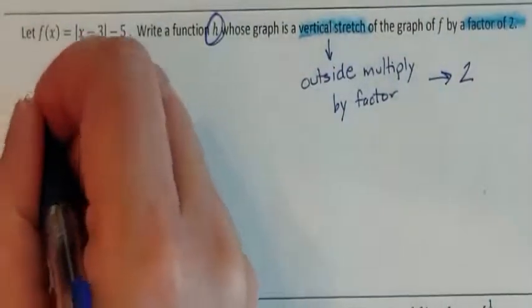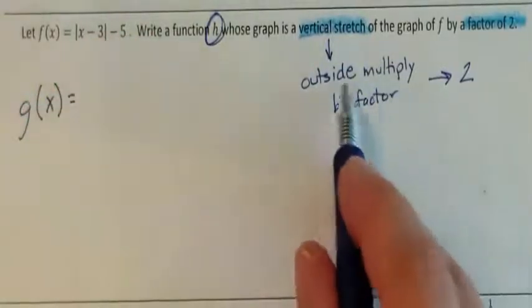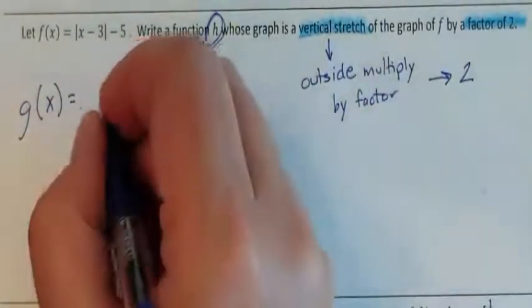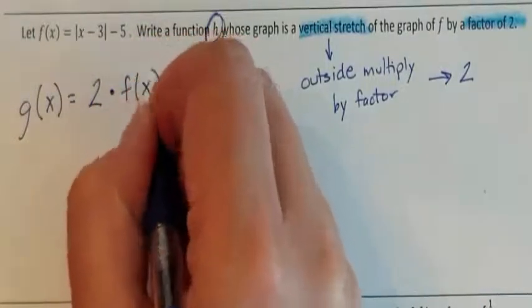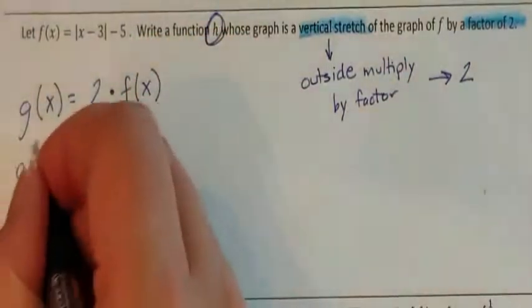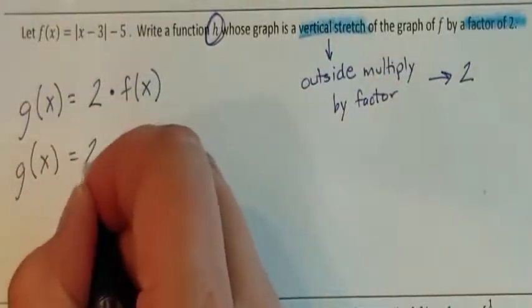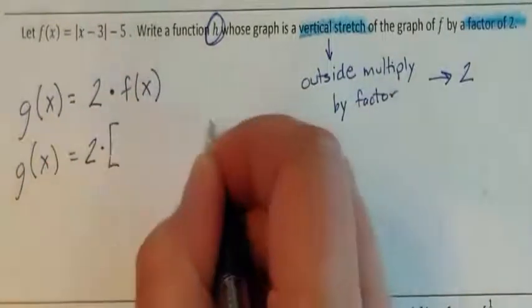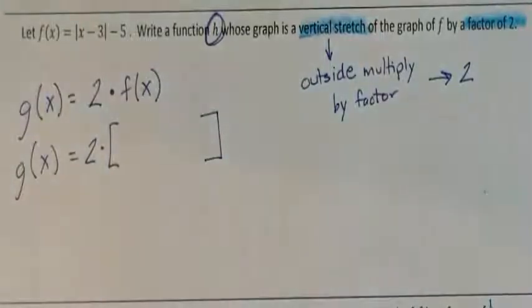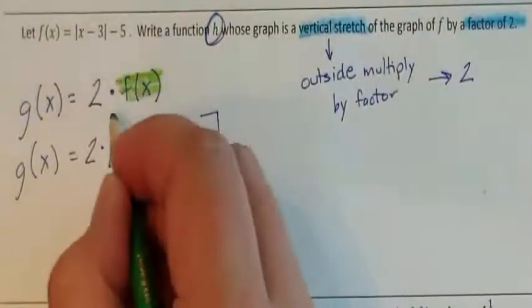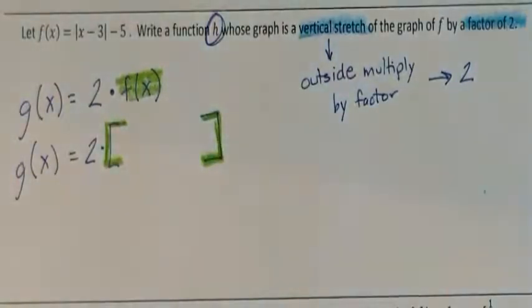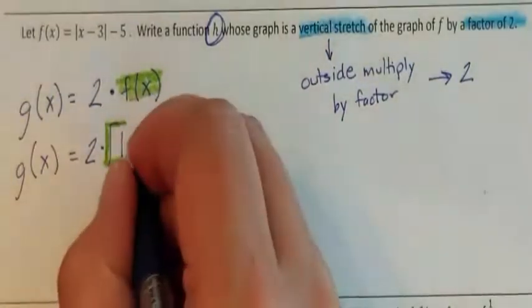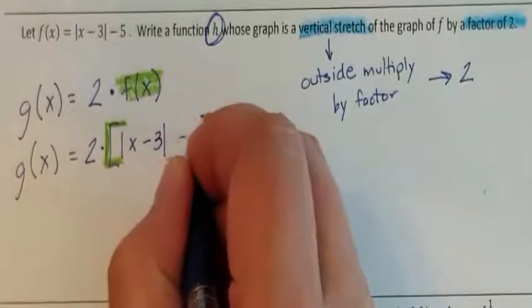So here is my G rule. You said on the outside, I needed to multiply by 2. So here's me saying, hey, there's 2 on the outside, and I need to multiply it by the f rule. So g of x is, here is the 2 multiplied on the outside, but I'm supposed to multiply by the entire f rule. This entire f needs to go in here so that everything in that f gets multiplied by 2. So I have the absolute value of x minus 3, and that's minus 5.